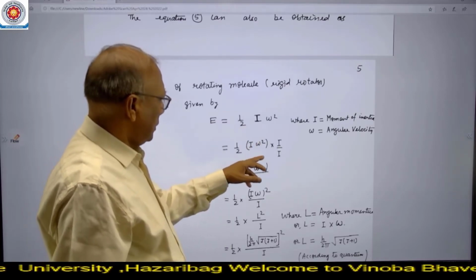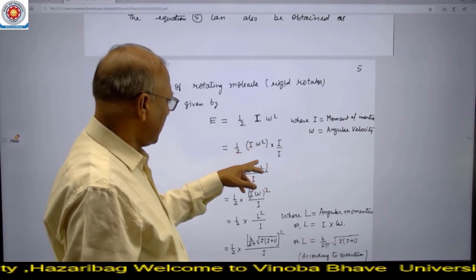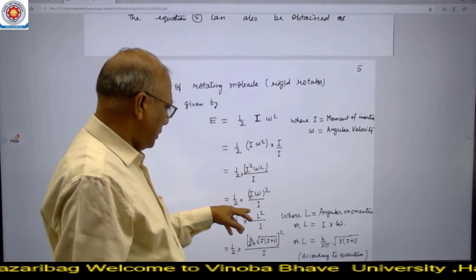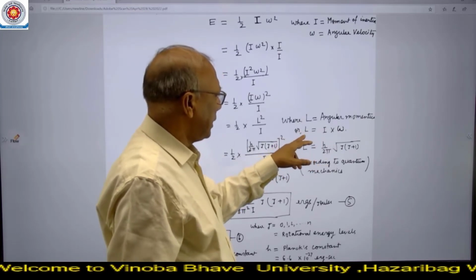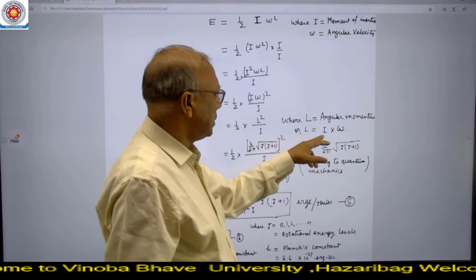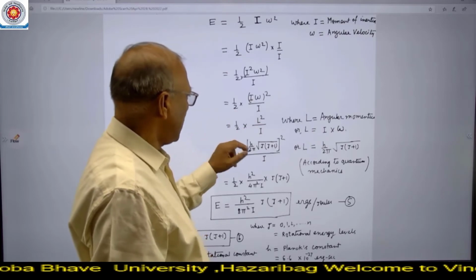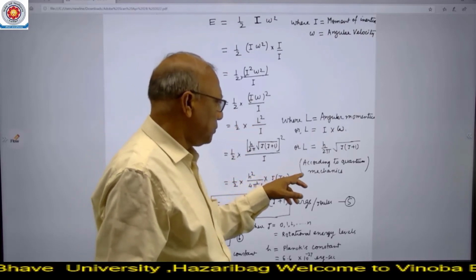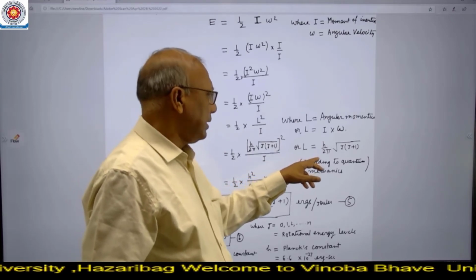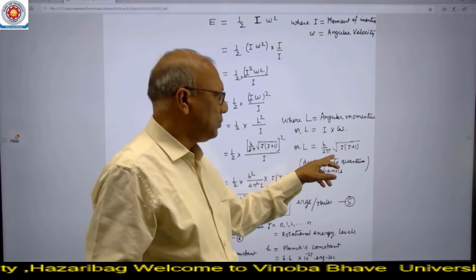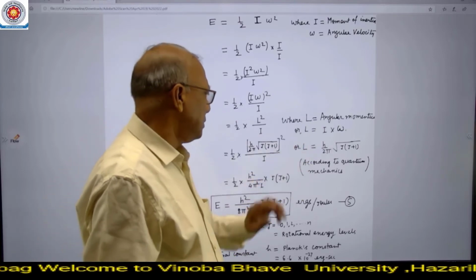If we multiply and divide this expression by I, it becomes I square omega square by 2I, and I into omega is called angular momentum, denoted by L. So L is the angular momentum and L is equal to I into omega. If I omega is replaced by L, it becomes L square by 2I, and according to quantum mechanics, the angular momentum is given by L is equal to h by 2 pi under root J into J plus 1, where J is the rotational quantum number and h is the Planck constant.